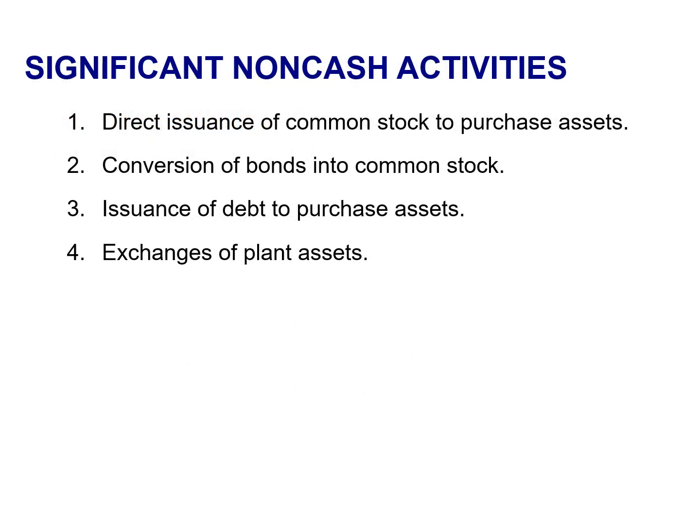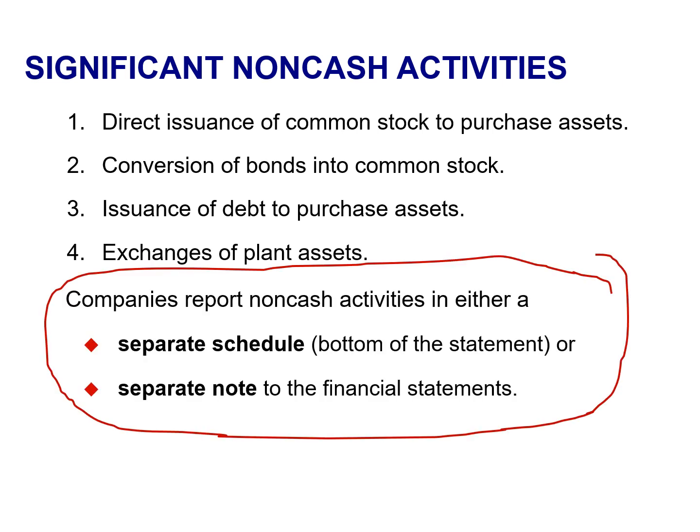Not all of a company's significant activities involve cash. Examples of significant non-cash activities are the issuance of common stock to purchase assets, converting bonds into common stock, issuing debt to purchase assets, and lastly, exchanging plant assets. Companies do not report in the body of the statement of cash flows significant financing and investing activities that do not affect cash. They will report these activities in either a separate schedule at the bottom of the statement of cash flows or in a separate note.